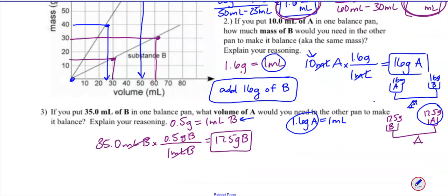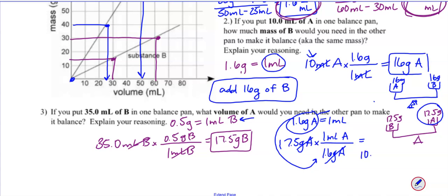So what I have to do is say, okay, I have 17.5 grams of A. I have no idea how many milliliters that is. But I do know that if I have 1.6 grams of A, it will occupy 1 milliliter of space. So 17.5 divided by 1.6 would be 10 point, let's go ahead and do our sig figs. So this was 3 significant figures, this is 3 significant figures, this should be 3 significant figures, 10.9 milliliters of A.